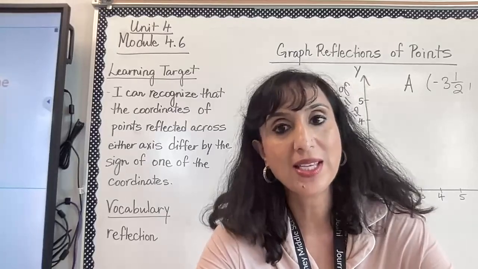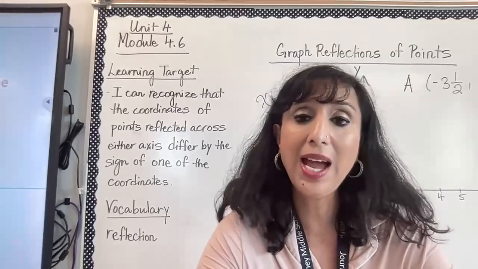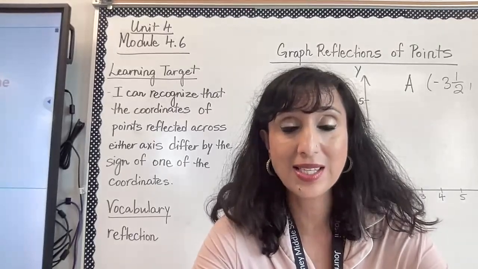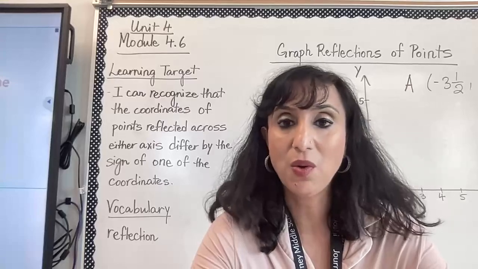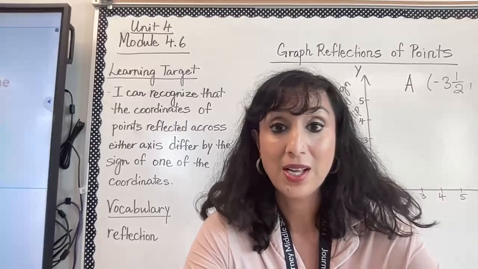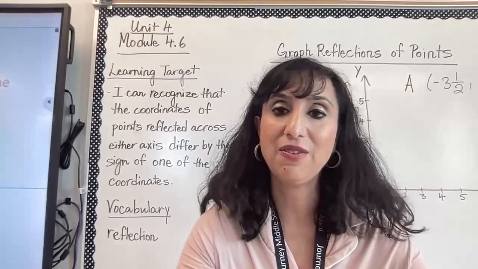On the other hand, if y is the same and the x coordinate is opposite signs, then it's reflected over the y-axis. So it depends on which one is the same. And that's all it is in graphing reflections of points.